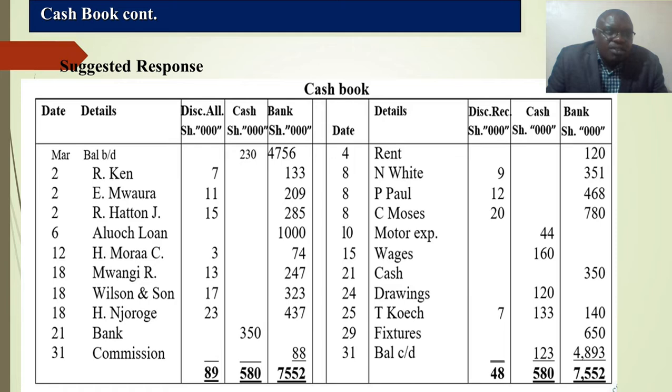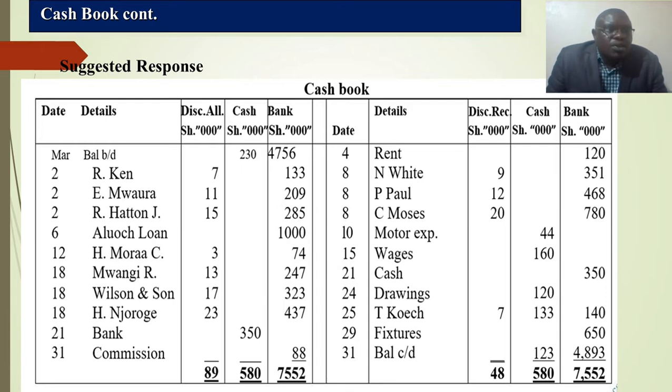Aluch gave us a loan of 1 million Kenya shillings. H. Mura paid 74,000 Kenya shillings. That is also a debtor, and he deducted 3,000 shillings as cash discount. In other words, the business allowed him cash discount of 3,000, which he did not now pay to the business because it is discount. Then on 18th, Monkey R paid 247,000, having deducted 13,000 Kenya shillings as discount.